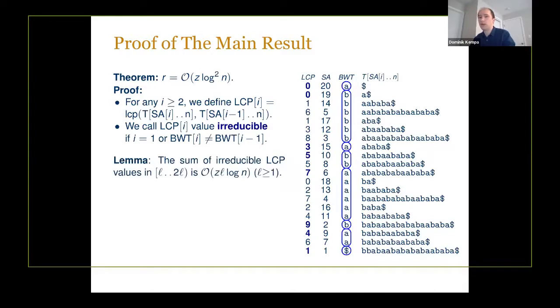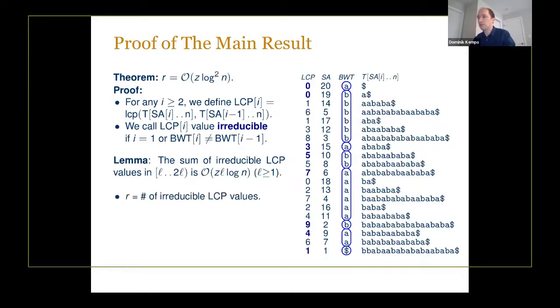So the following lemma holds: the sum of all irreducible LCPs having values in the interval from L to 2L, for any L, is bounded by O of z L times log n. The complete proof of this lemma is in the long version of this talk, the one available on YouTube. The proof is not very long, but it's a little too technical for a 10-minute talk. I would just say that it's based on the heavy path decomposition of the trie containing reversed substrings of length L.